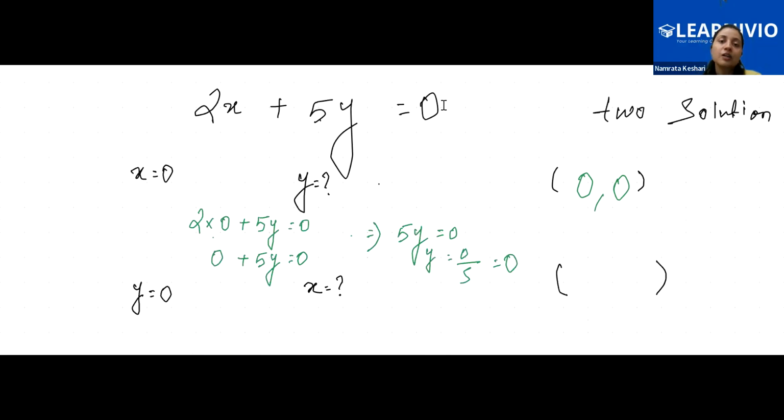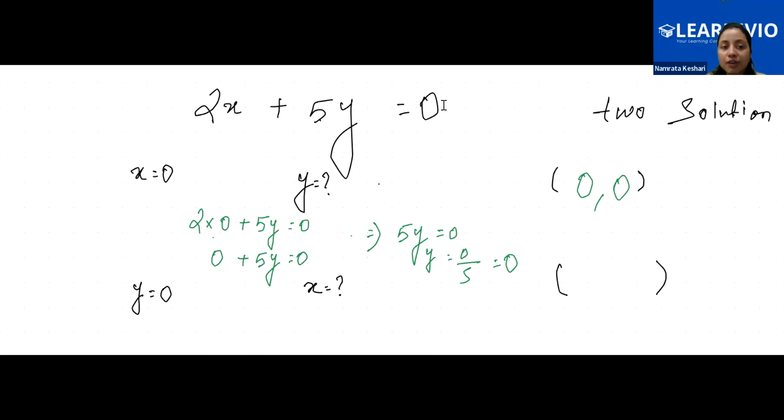I said to you clearly, whenever you have to find two solutions, take these two most important points: x equals 0 and find the y value, then take y equals 0 and find the x value. This way you will end up getting two different coordinates. But here we are getting the same coordinate.